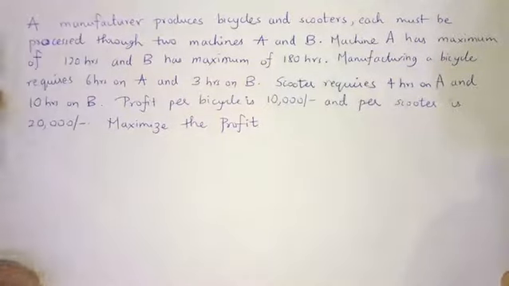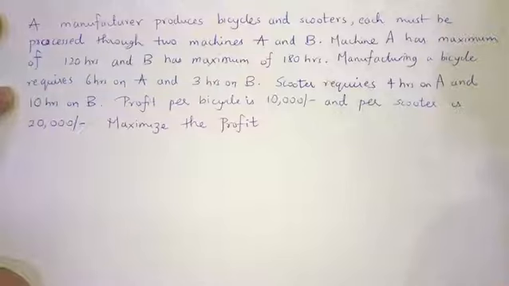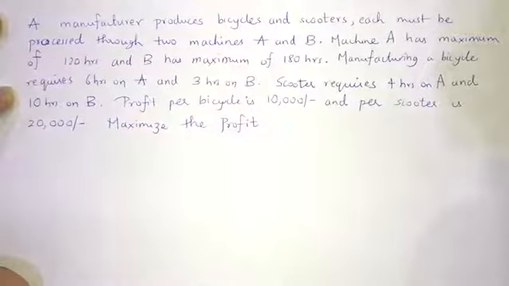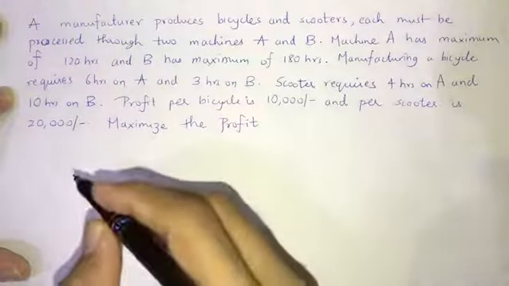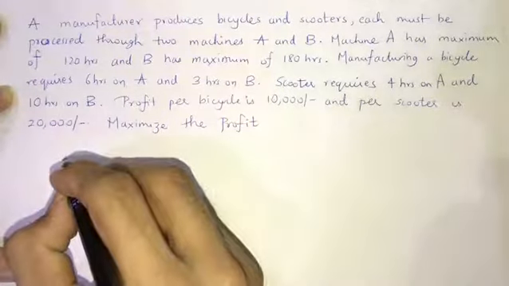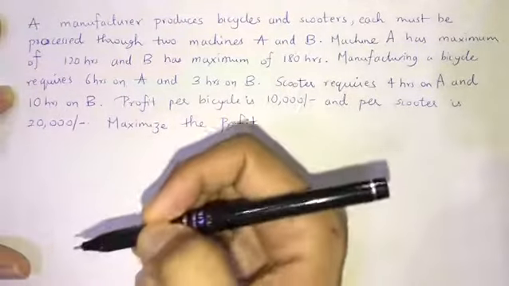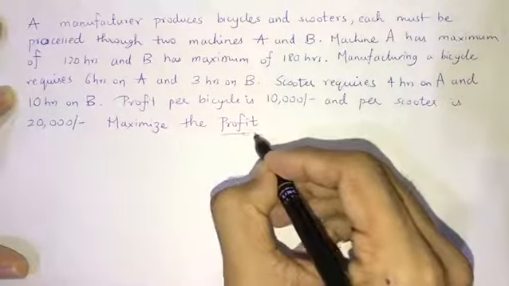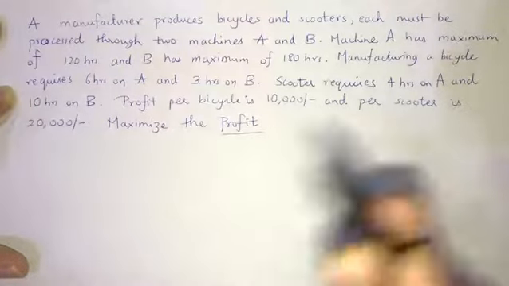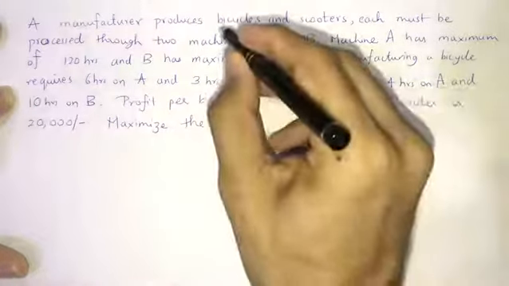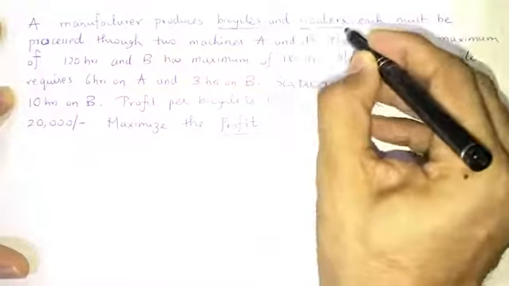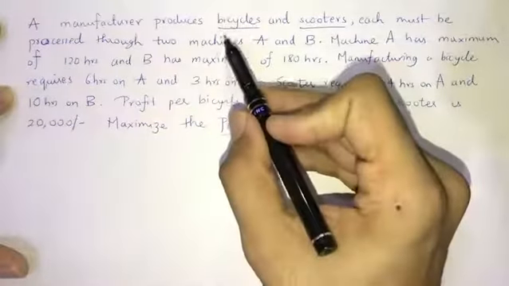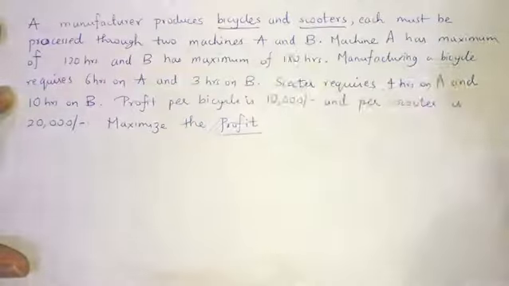So first, whatever data is given to us, we should convert that into inequations. For that, I'm going to create a table here, but before that, I'm going to identify my decision making variables. Decision making variables are the variables on which profit will depend. Profit depends on the selling of bicycles and scooters.